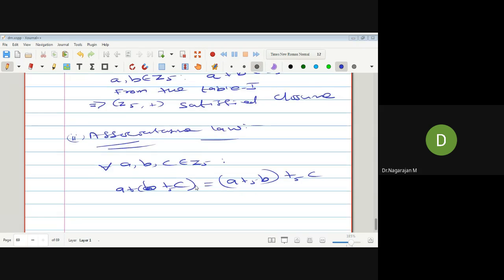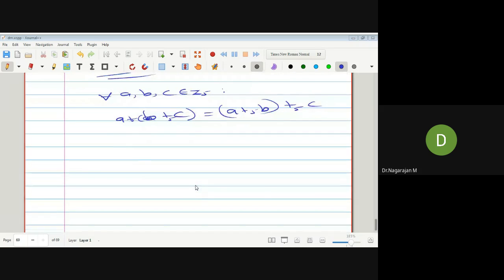So how to show that? a, b, c will take 3 different values. But if it belongs to Z5 only, then the Z5 elements are already known: 0, 1, 2, 3, 4, up to 4, so 5 elements are there. Therefore, I will take a as 2, b as 4, and c as 1. Then what is the result of the left side and what is the result of the right side?